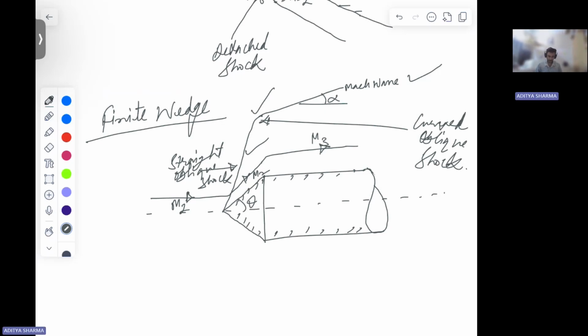So we will have at this deflection point expansion waves, and then this flow will again move parallel to this wall. So this is there in your finite wedge.